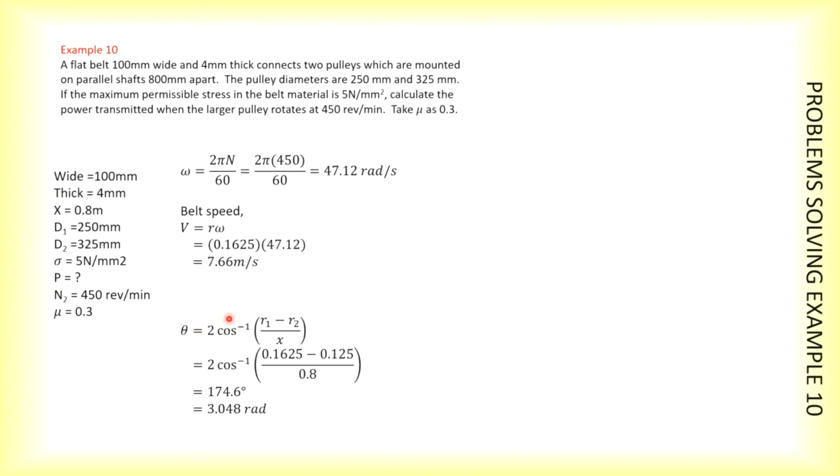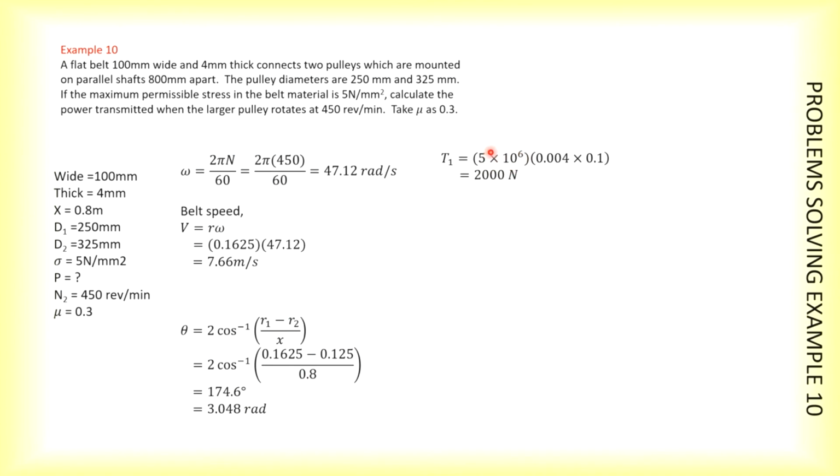Then the angle of lap in degrees. This is an open belt. For a cross belt, this will be a plus. After that, you have to take 180 minus the theta. So this is a flat belt, open drive. So you get an angle of lap of 174.6 degrees, and then in radians.